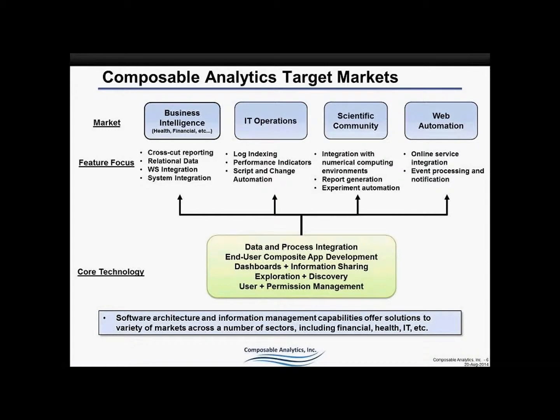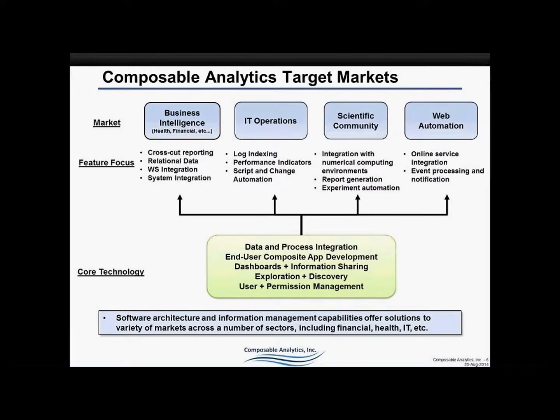In terms of target customers for Composable Analytics, I've lumped them into three buckets here, but there are probably many more. On the right we have web automation. This looks at use cases that mash up online services like Facebook and Dropbox. You can start to develop applications that integrate those things. So let's say you want to archive any of the tagged photos in Facebook to SkyDrive. That's something you could do.